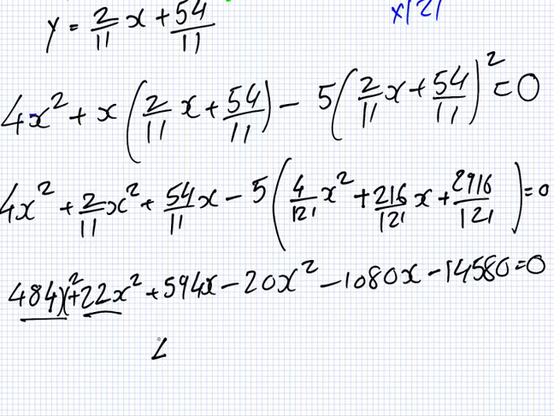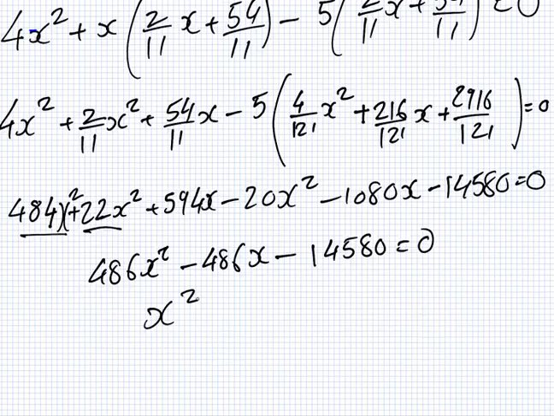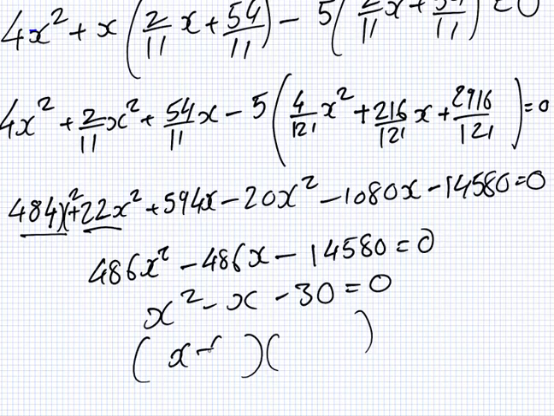I won't just yet. 4x squared plus 2 over 11 x squared plus 54 over 11 x, minus 5 bracket 4 over 121 x squared plus 216 over 121 x plus 121 here, and that's 250 plus 20, 270. 2916, not 216. 2916. Okay, is 270 right there?